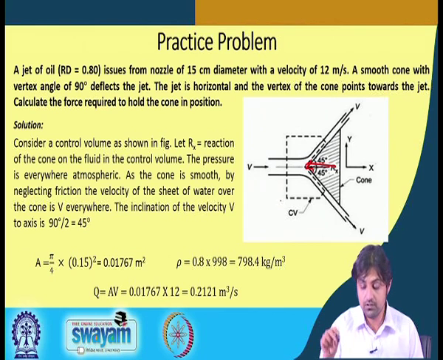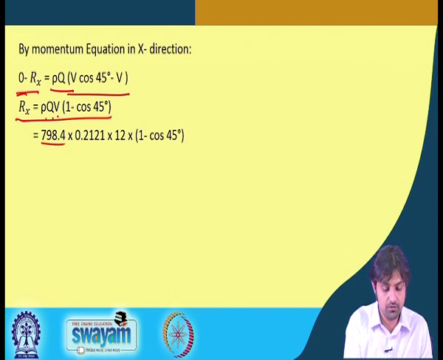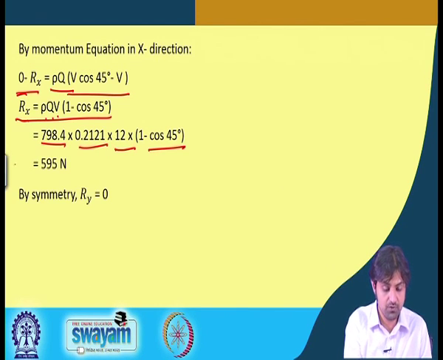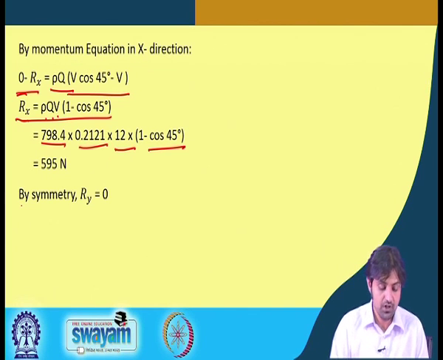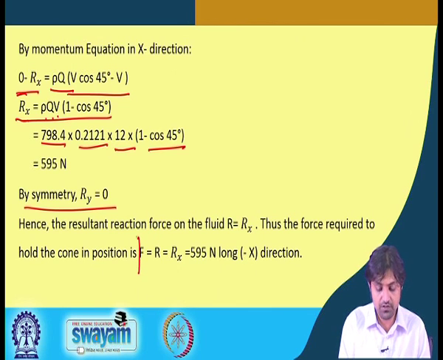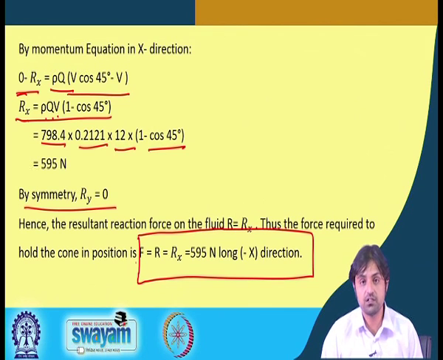And the rate of change of momentum is rho QV into 1 minus cos 45. You substitute the values, and Rx is equal to 595 Newton. By symmetry we can see Ry is equal to 0. So hence the resultant reaction force on the fluid is R is equal to Rx. Thus the force required to hold the cone in position is F equal to 595 Newton along the negative x direction. This is one of the examples of this.